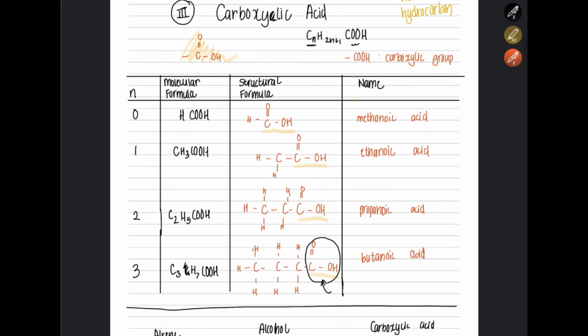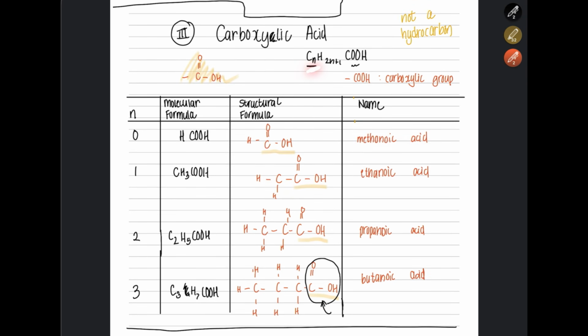It can start even with n equal to 0. This is called methanoic acid. That means instead of n, you will write 0. This is what the structural formula would be like, H-C double bond O-OH. If you choose n as 1, it's going to be ethanoic acid, CH3COOH. If you have 2, you have propanoic acid. If you have 3, it's called butanoic acid.